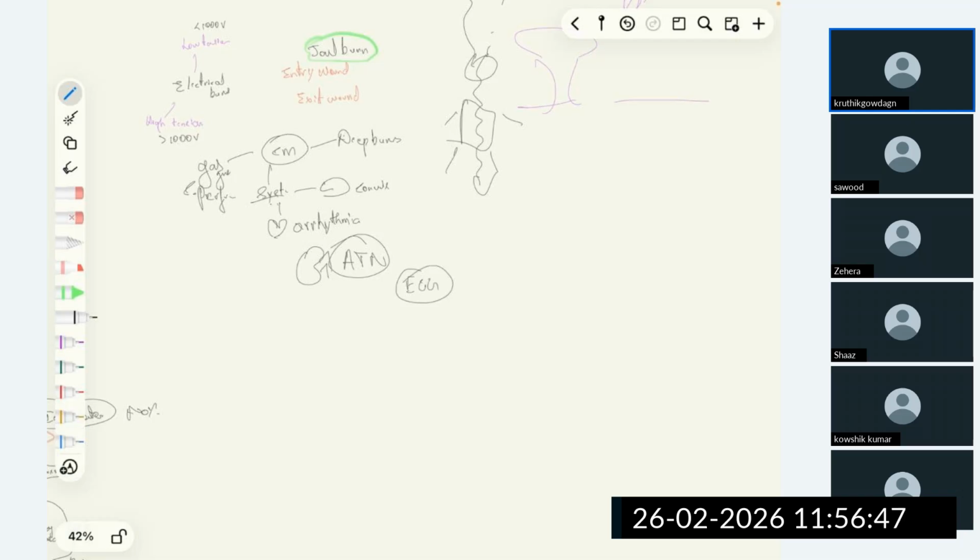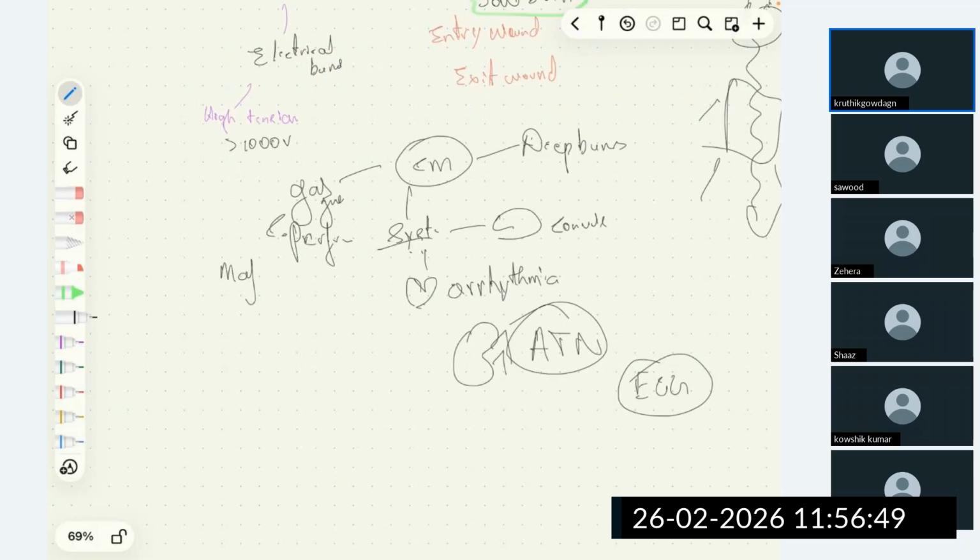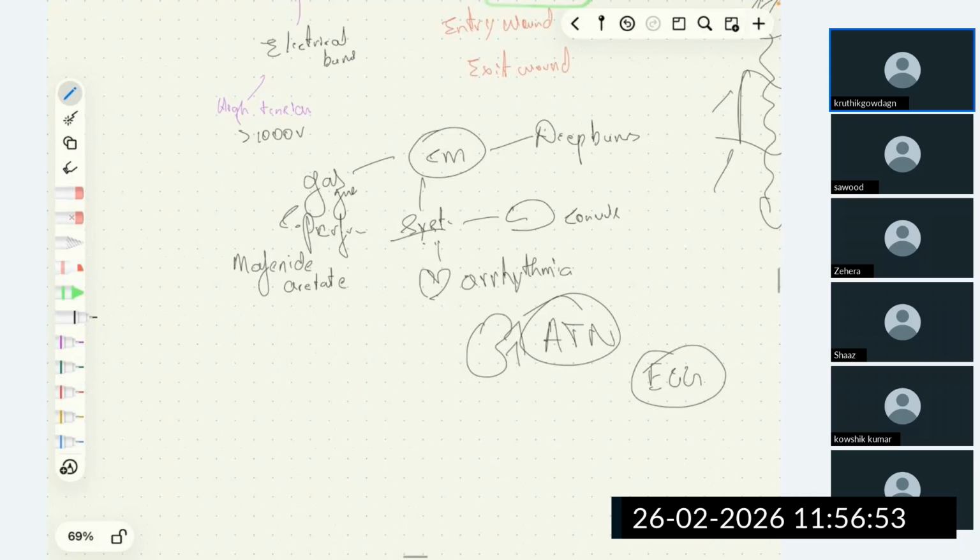The important point is mafenide acetate. It's an agent which penetrates well, and it is useful against clostridial infection, which causes gas gangrene. Please note this point: mafenide acetate penetrates deep into the skin, and it helps to treat the Clostridium perfringens infection.